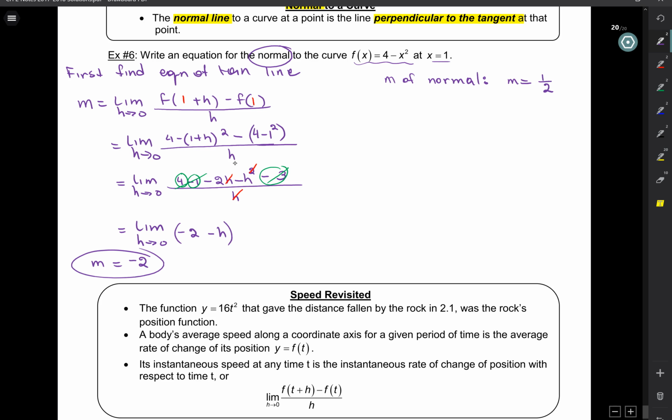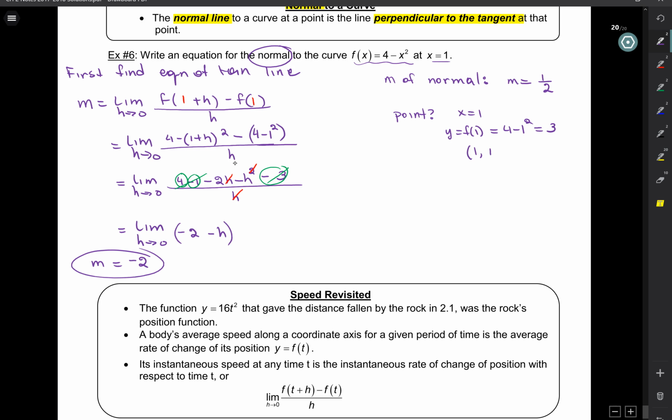Now, to find an equation of a line, I need two things. I need a slope and I need a point. I have my slope. Do I have a point? I have an x, but I don't have a y. But if I have an x, can I get the y? How can I get the y? Plug it in. x equals 1, y equals f of 1, which is equal to 4 minus 1 squared, which is 3. So my point is 1 and 3.